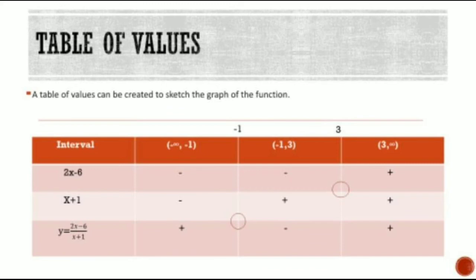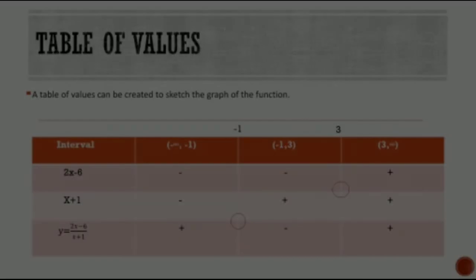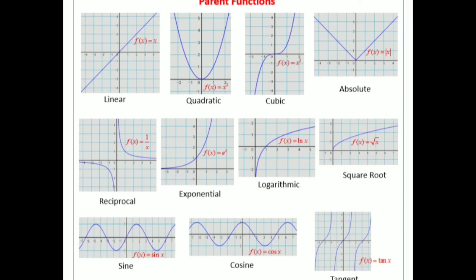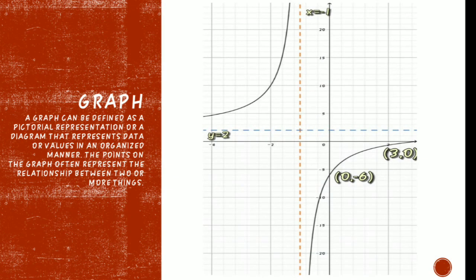We will now go to the last part, which is graphing the function. A graph can be defined as a pictorial representation or a diagram that represents data or values in an organized manner. The points on the graph often represent the relationship between two or more things. To graph a function, we will first graph the vertical and horizontal asymptotes. Since the vertical asymptote is x = -1 and the horizontal is y = 2, we will represent them as broken lines. As said earlier, asymptotes are lines that the graph cannot pass.